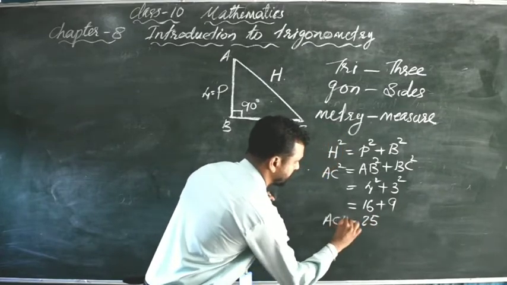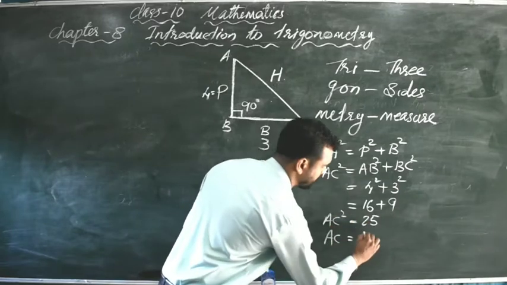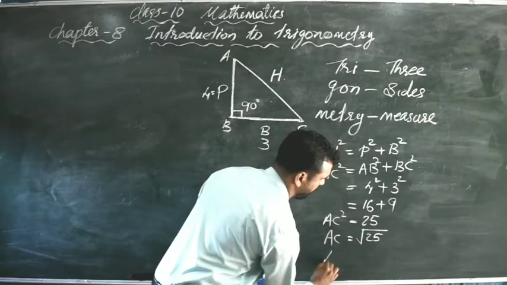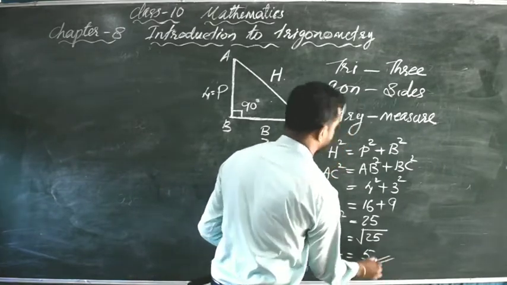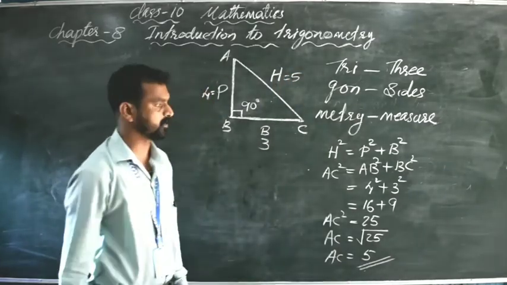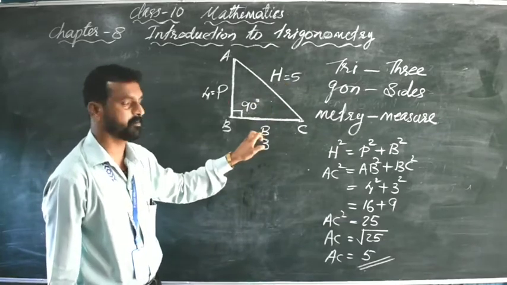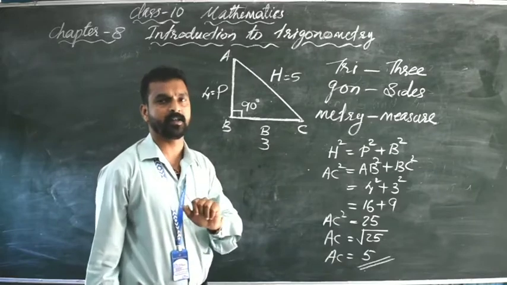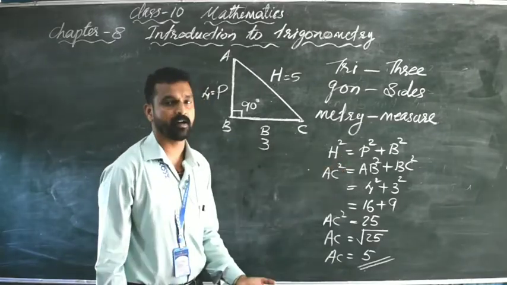That is AC square. AC is equal to, what will we get as the answer? The square transposing to the other side, it will become the square root of 25. AC is equal to square root of 25. What is the answer? 5. So AC is equal to 5 centimeters. That is the hypotenuse. So in this way, if we know any two sides, whether hypotenuse and base, we can find out the perpendicular. If we know any two sides of a right triangle, then we can find out the third side. For that, we are using this Pythagoras theorem.